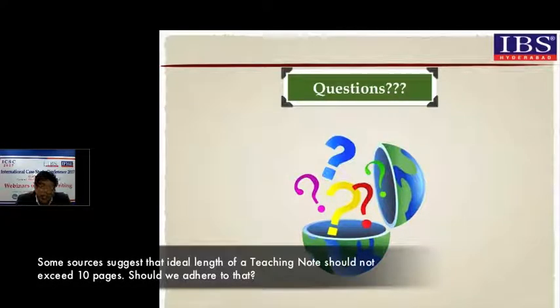Another question is, some sources suggest that the ideal length of a teaching note should not exceed 10 pages. Is it so? Okay.